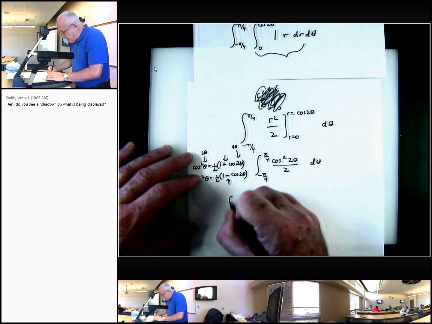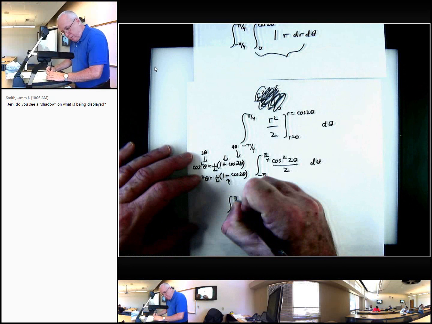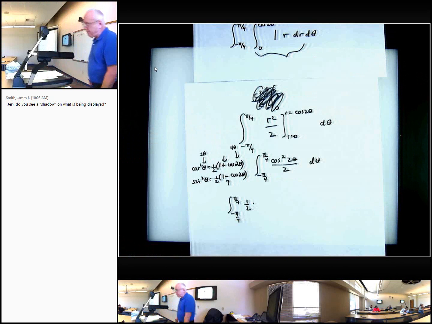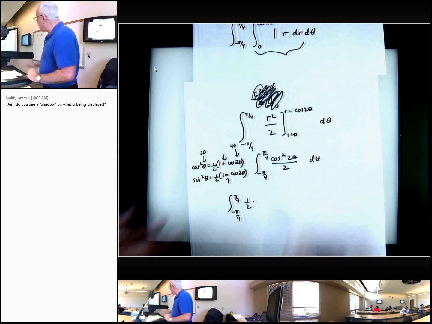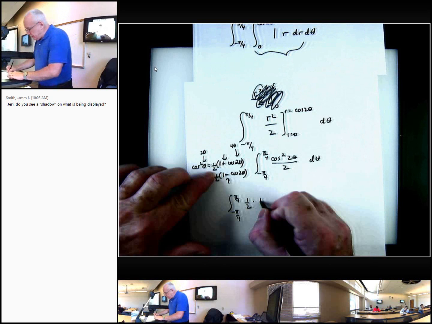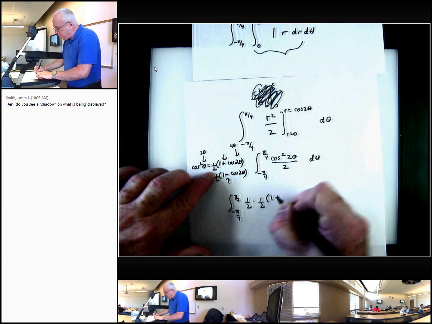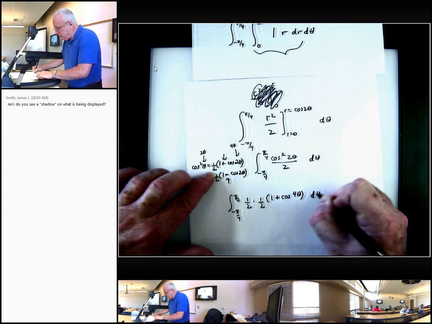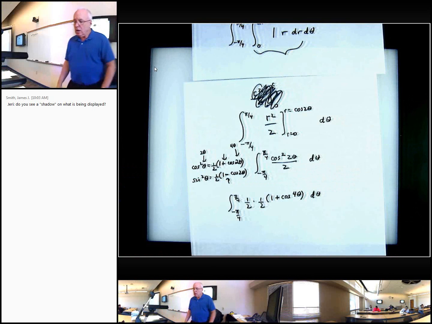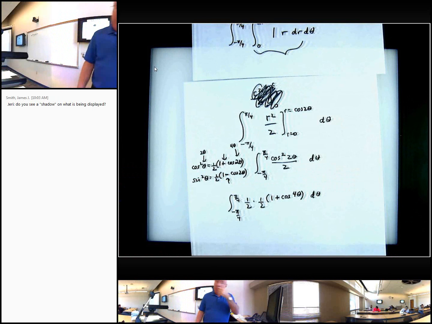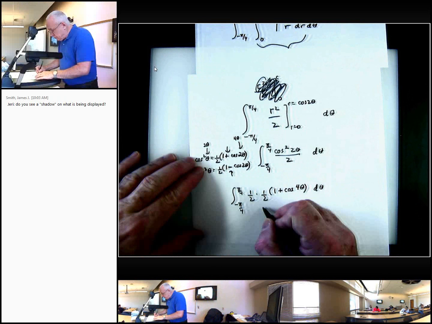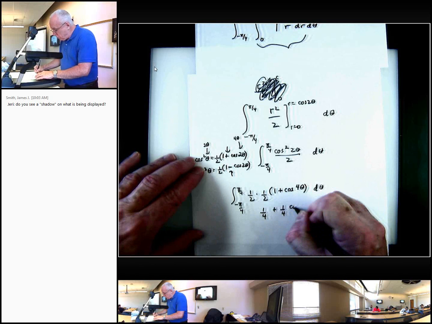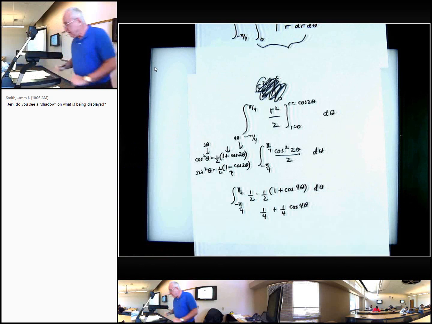So this is minus pi over 4 to pi over 4. Let's put the 2 out here as 1/2. And now let's write cosine squared of 2 theta. So that's going to be 1/2 times 1 plus cosine of 4 theta, d theta. All right? Okay, now we can figure out the antiderivatives here. This becomes 1/2 times 1/2 is 1/4 plus 1/4 cosine of 4 theta. That's what we're integrating.